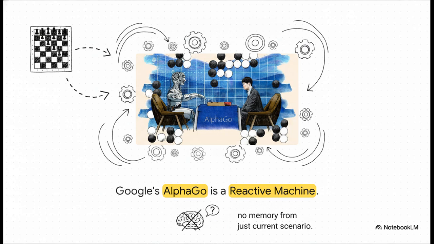A perfect example of this is Google's AlphaGo. Developed by Google DeepMind, AlphaGo plays the incredibly complex board game Go simply by evaluating the board exactly as it is in that specific moment. IBM's old chess-playing computer, Deep Blue, operates on that exact same reactive principle. There's no learning from the past, it's literally just reacting to the present.